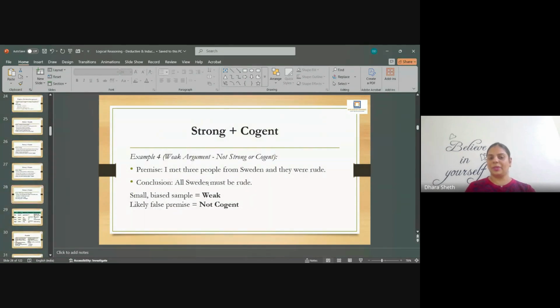A weak argument. I met 3 people from Sweden and they were rude. All Swedes must be rude is the conclusion. The sample size is too small. 3 people is a very small biased sample, and this is most likely to be a false premise. Based on 3 people, you cannot talk about an entire nation with millions of people. So that is why it is not cogent.